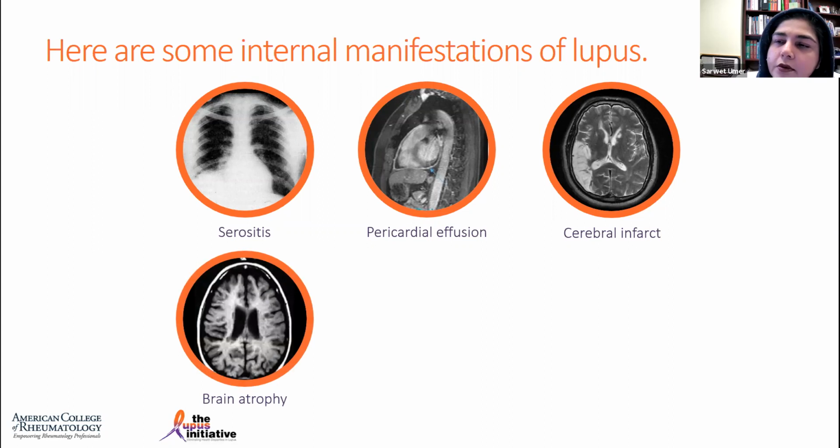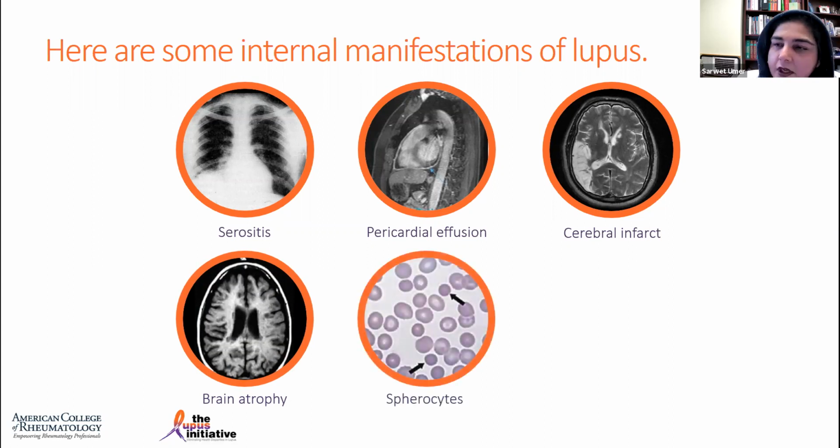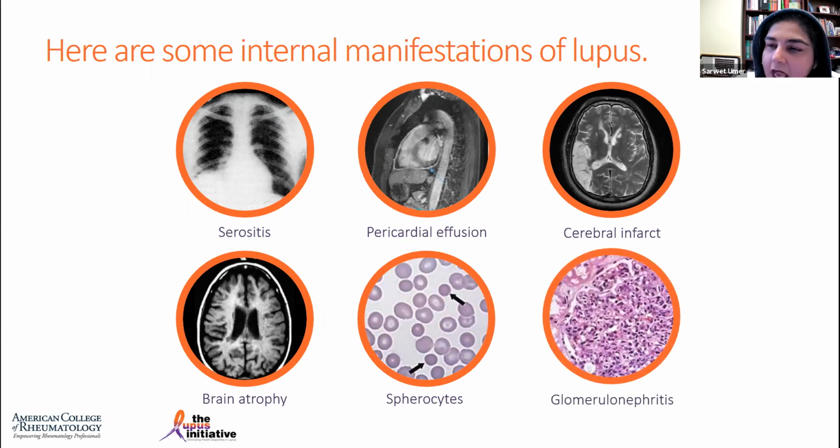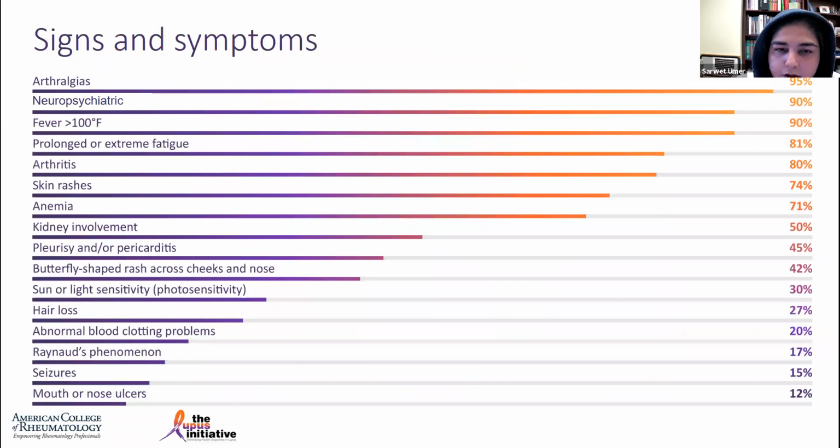Brain atrophy: the chronic use of steroids in lupus patients as well as chronic inflammation can lead to brain atrophy. They can have different kinds of cytopenias, including spherocytes, and also lymphopenia, leukopenia, thrombocytopenia, and anemia. They can have glomerulonephritis. Kidney involvement is one of the biggest organ manifestations in lupus and certainly carries a poor prognosis if the patient has proliferative lupus nephritis. The worst kind is diffuse proliferative lupus nephritis, or class 4 lupus nephritis.